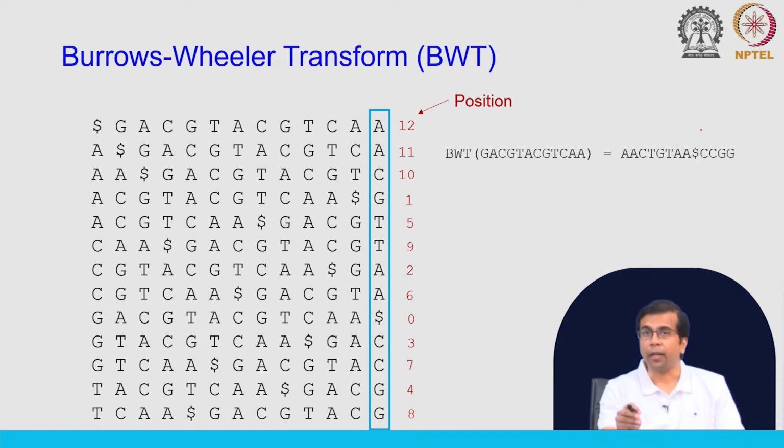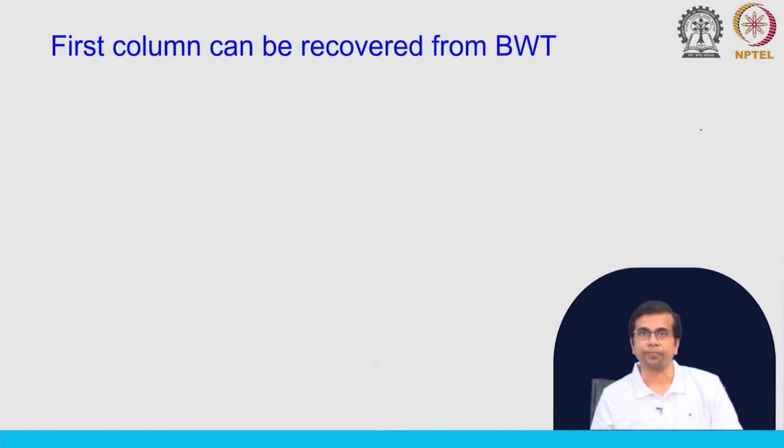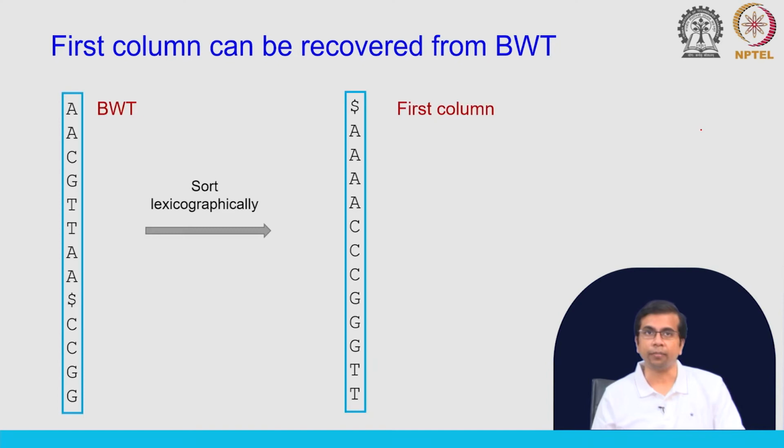We can also keep track of the positions of each of these letters, and we can store these positions. Again, this will not take too much memory or storage space. So, what we have discussed is that the BWT size is the length of the reference. Now, what is stored actually in the memory? We can simply store this BWT, the last column, and it turns out you can generate the first column of that matrix from this BWT information alone.